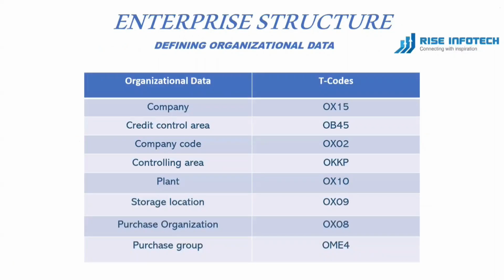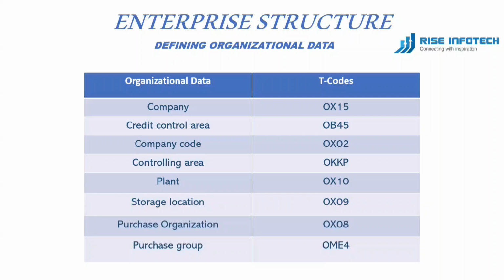Going to the next one, enterprise structure, defining the organizational data. In FICO, we have four organizational data units: company, credit control area, company code, and controlling area. Company is the topmost organizational unit, which incorporates individual financial account statements for several company codes. The T code is OX15, and the table for company is T880. And coming to the next one, credit control area.